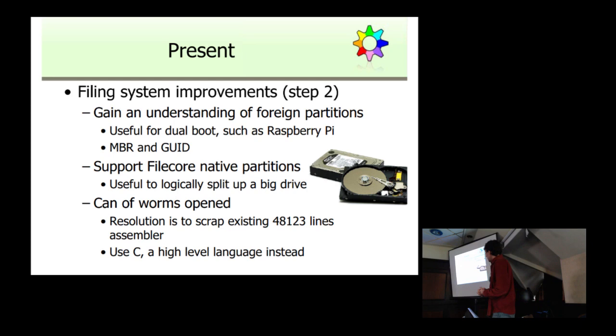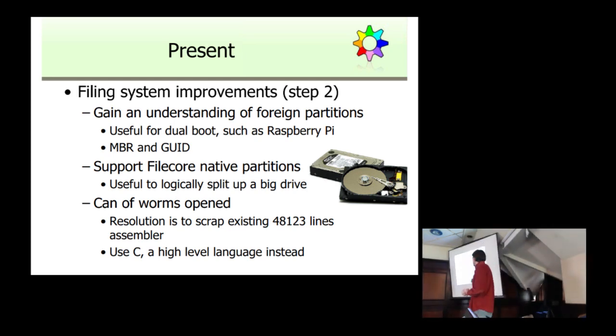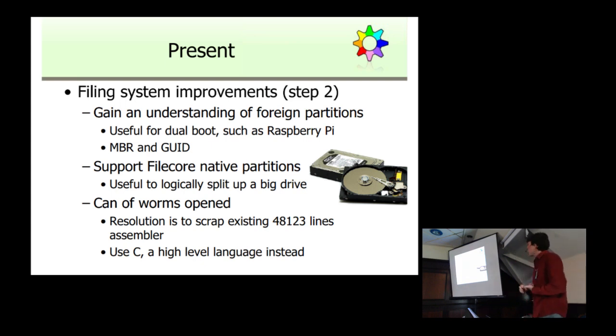Another bounty that's currently working is an update to Filecore to support foreign partition support. So this is, for example, where we have a Raspberry Pi where actually it boots off a little DOS disk first, and that's the bit where the Raspberry Pi gets its firmware from. And then once you're booted into RISC OS, you use the rest of the SD card for storing RISC OS files. But at the moment, we have to do that by some funky overlaying and sleight of hand behind the scenes.